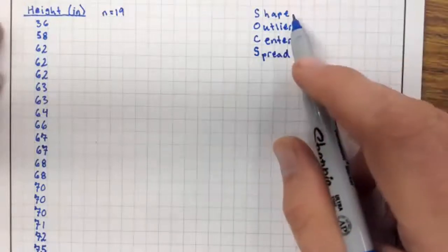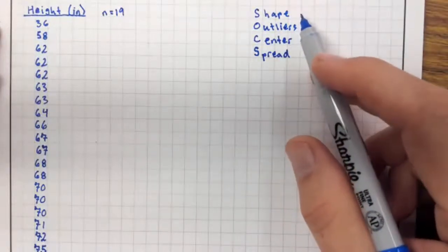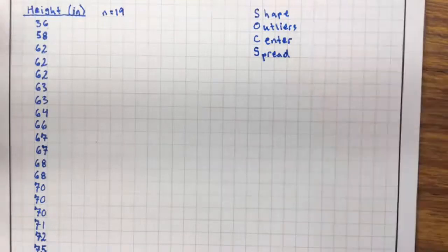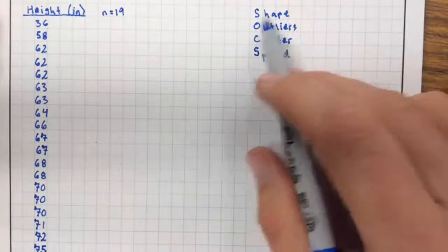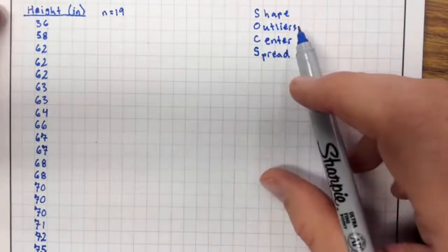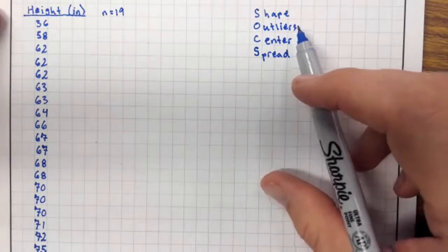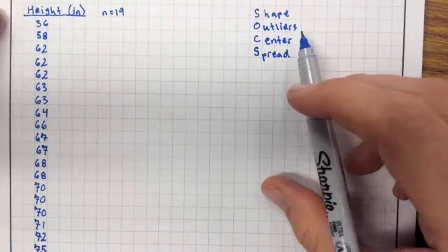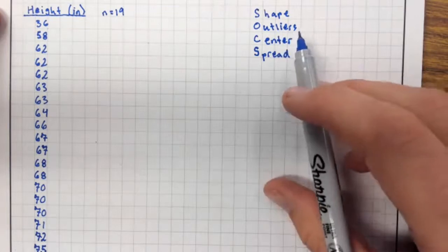So the shape we talked about in the previous video, things like skewed right, skewed left, bimodal was one, symmetric another. So that's what we're going to look for. Outliers are data that look like they don't belong, and it's really just a judgment call at this point. We'll come up with some rules to define those later on in the course.